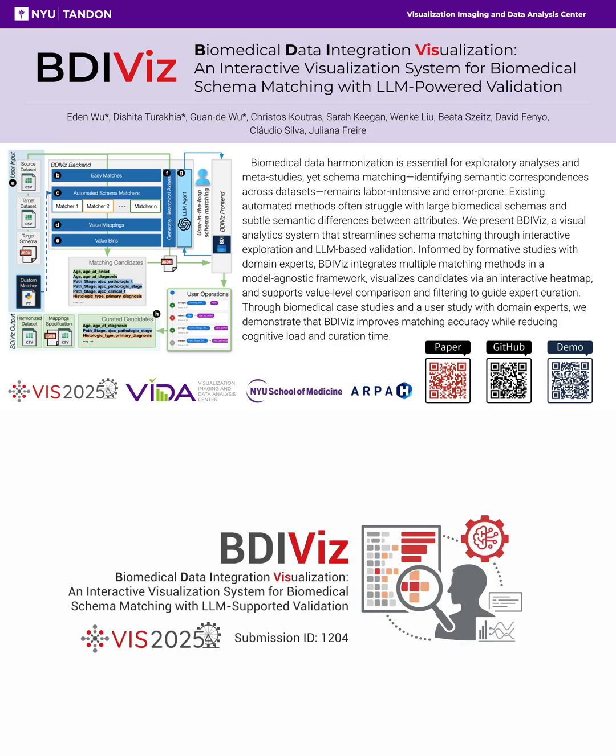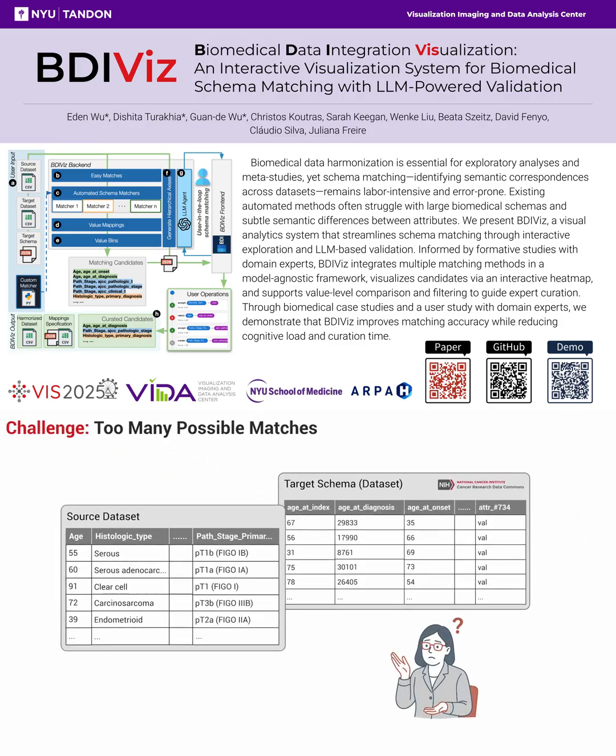To share their data in widely used repositories, such as the Genomic Data Commons, researchers must align or match their data with the underlying schema prescribed by the repository. But doing so is difficult for two main reasons: scale and nuanced semantics. Consider the GDC schema that contains 740 attributes.